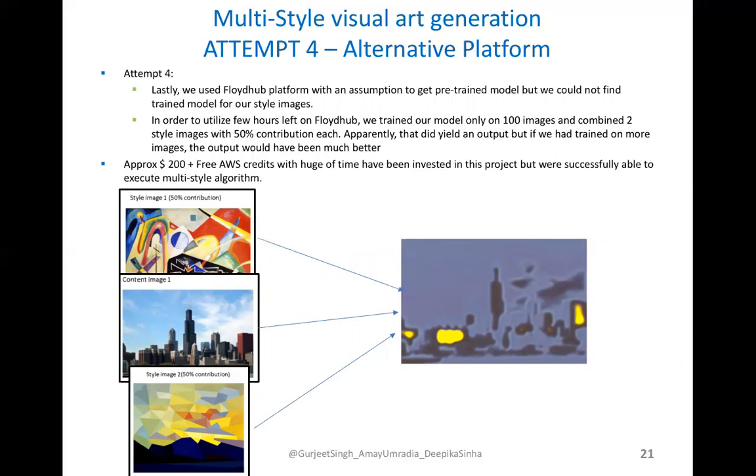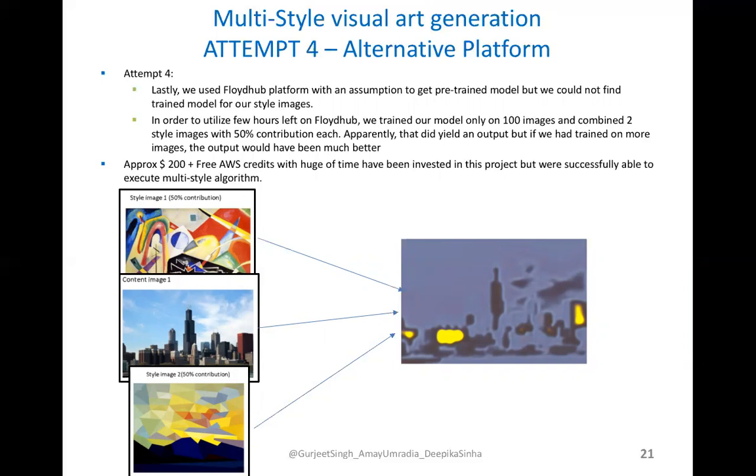The other good thing about Floyd Hub is that it already had a pre-trained model, but unfortunately we could not find a trained model for our style images. So we had a few hours left on the GPU instances for Floyd Hub. We tried to train only 100 images and combine 2 style images with 50% weight contribution of each. And apparently, since we had trained only on 100 images, the output didn't look so good.